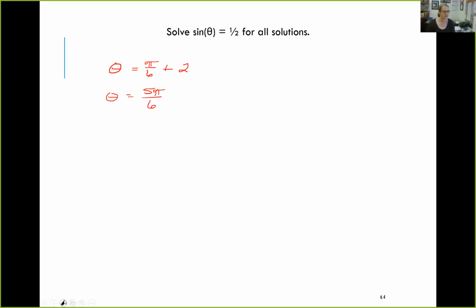Plus what? Plus 2 pi. And then we can do that k times. Same thing here. 5 pi over 6 comes from the unit circle, but we know that every time we go around the unit circle, we get back to the same thing.